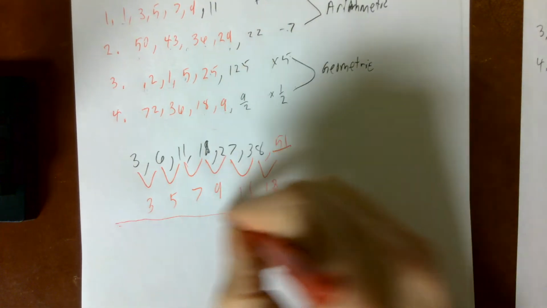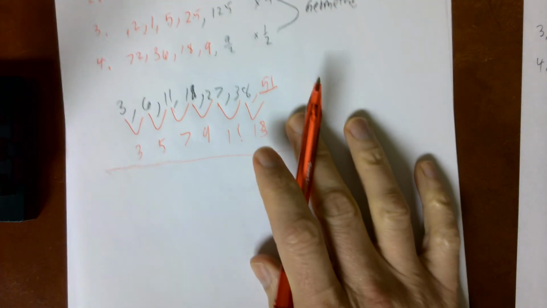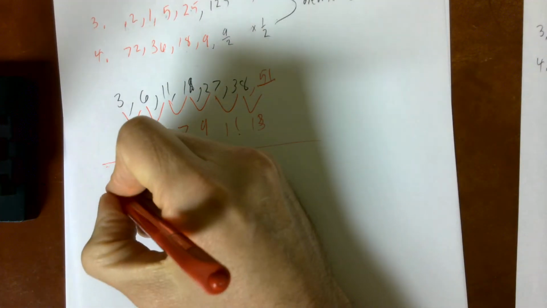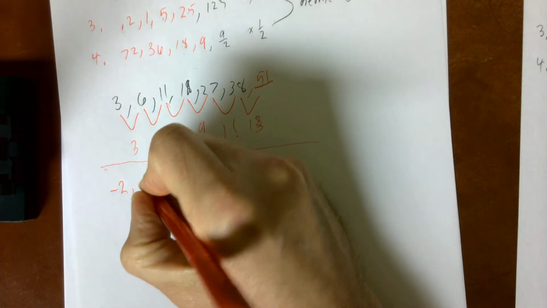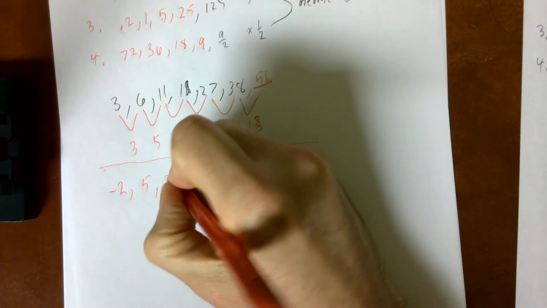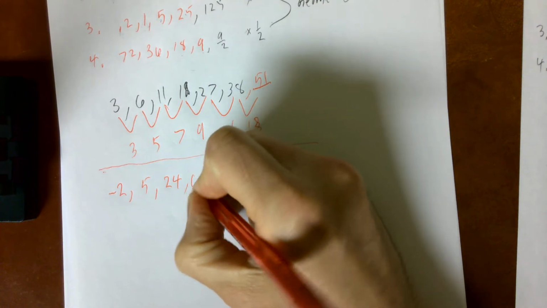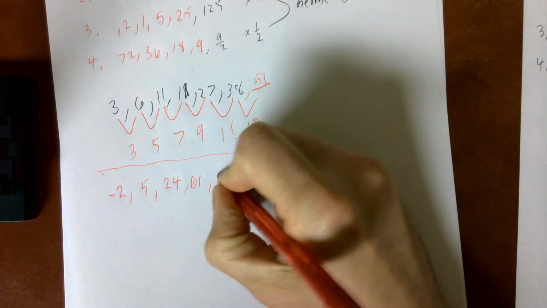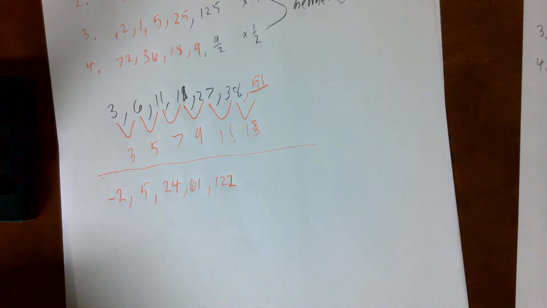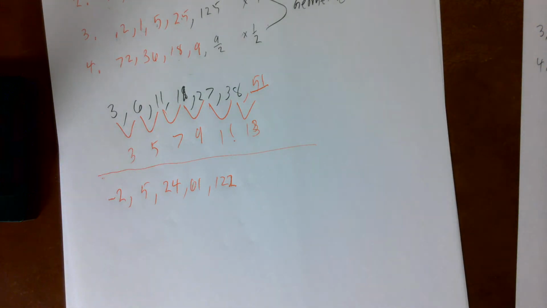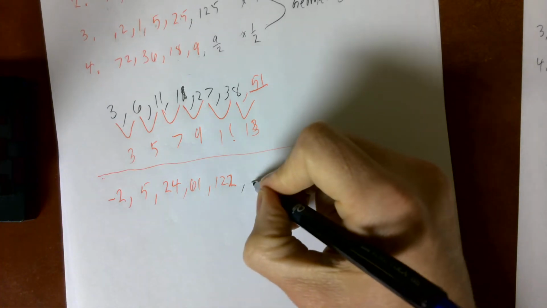Okay. Of course, that's the easy one. What about the harder one? What if I give you -2, 5, 24, 61, and 121? I need to copy the problem down, right? All right, I'll give you a little time to write that one down. And again, the question is, what's next?